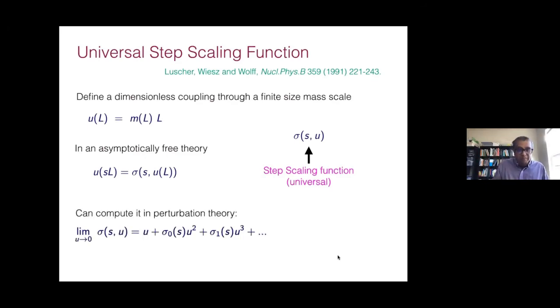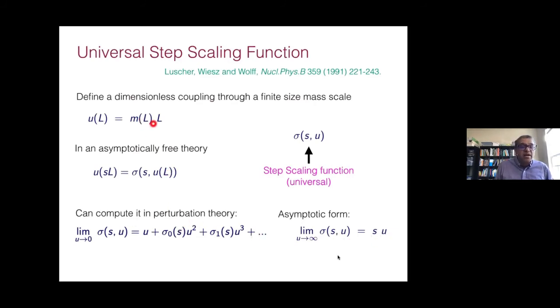For example, since the theory is massive, I can make L very, very large compared to the mass size. Then this M of L becomes constant. So in that limit of infrared, where L, the box size, is like a probe of the system, has become extremely large, notice this is just a constant. So U times SL will just be S times U. So that's the infrared limit, and that has a very simple form.